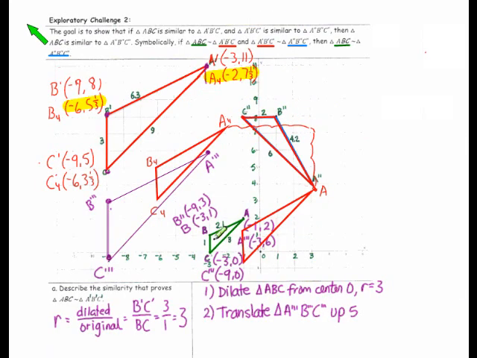For part C, we will be proving similarity with triangle ABC and triangle A double prime, B double prime, C double prime. We've already calculated our scale factor, so go ahead and dilate it to the right size, draw the new figure, then do your sequence of rigid motions that will map it onto A double prime, B double prime, C double prime.